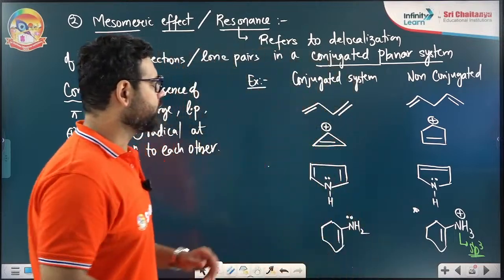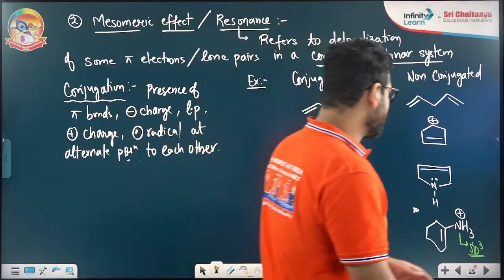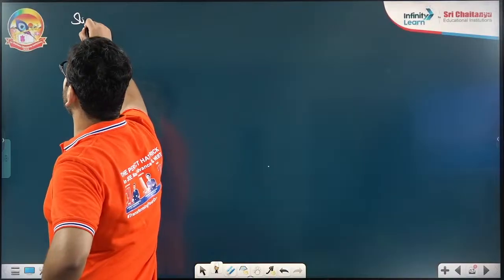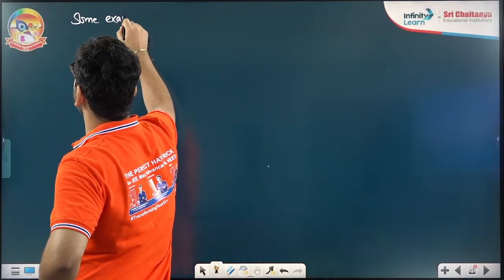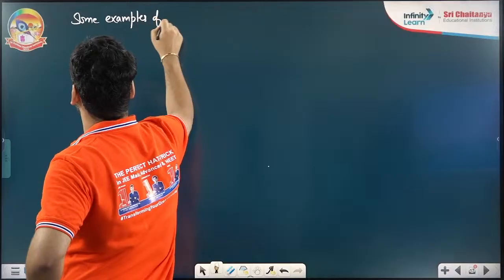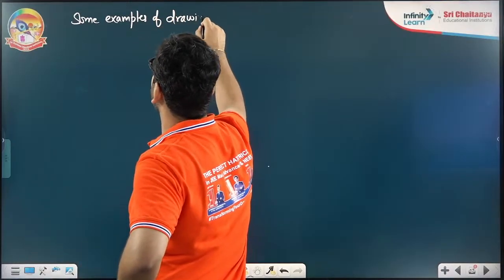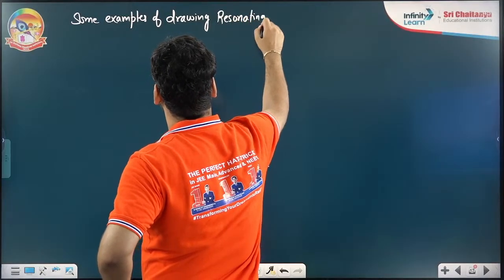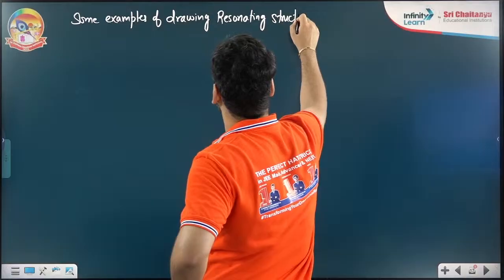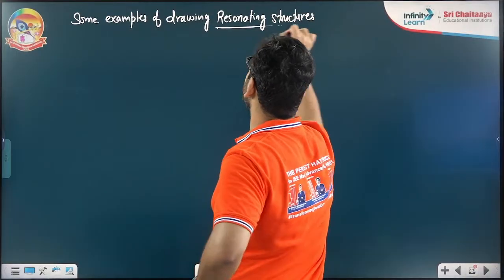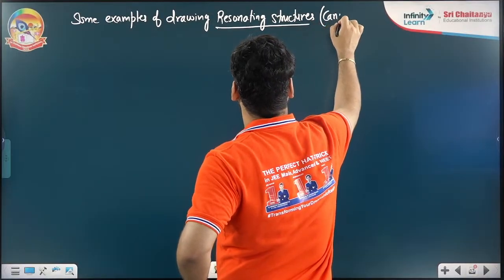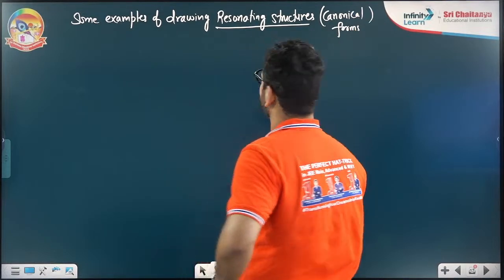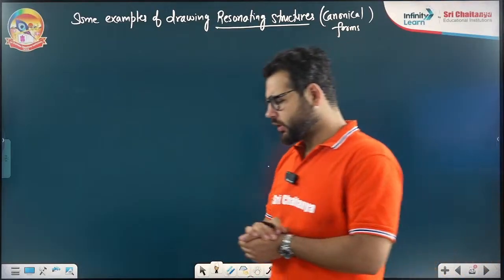Now we know the meaning of conjugation. Now let's see some examples of conjugation and how the resonating structures are to be drawn. Resonating structures are also known as canonical forms. Okay, resonating structures are also known as canonical forms.